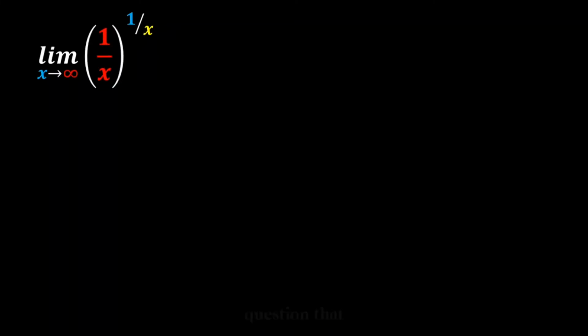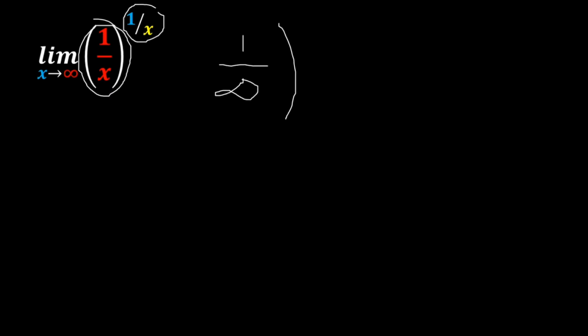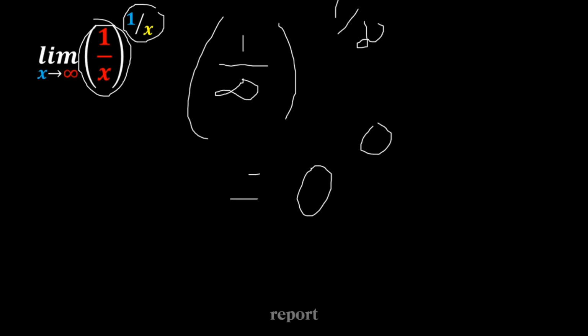Okay, you have this amazing question that is to solve for the limit as x tends to infinity of (1 over x) to the power 1 over x. Here is a bit of a complicated type of limit because you have a rational fraction in both the base and the exponent. Someone might just say that if you substitute infinity directly here, that will be 1 over infinity, to the power 1 over infinity, and that will be equal to 0 to the power 0.